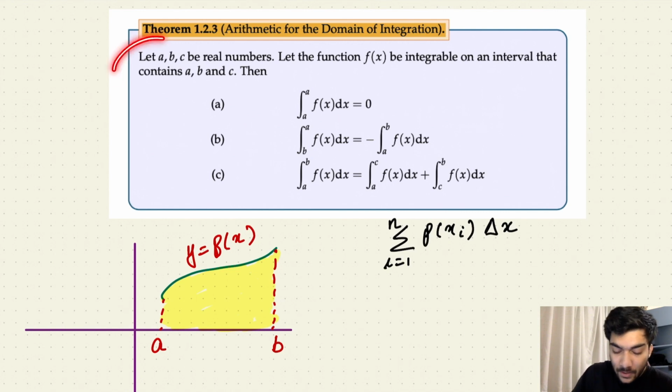Again, we have considered that a, b, c are constants or real numbers, and f(x) is our integrable function. The first property is, if you're taking an integral of f(x) where the starting point and the ending point are the same, your area under the curve would be 0. And that makes sense as well, right? For example, if you take the area under the curve of this infinitesimally thin vertical strip, you'll get the area as 0, right?